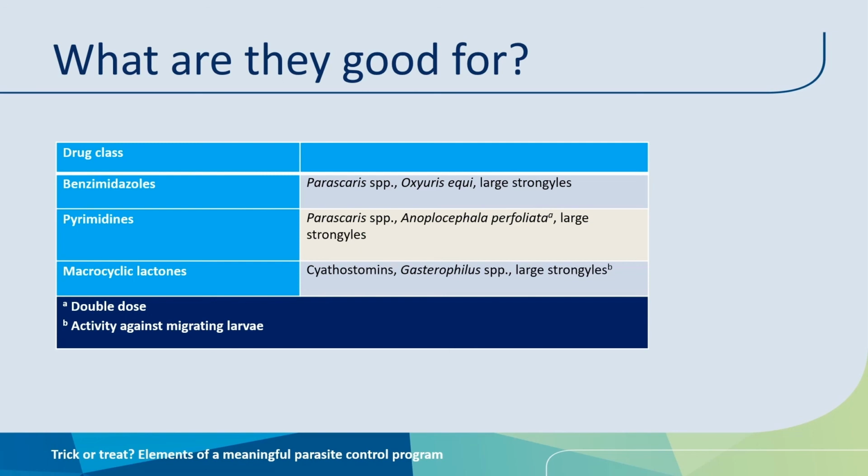And then macrocyclic lactones, ivermectin, moxidectin, abamectin. We have efficacy against cyathostomins, albeit less than what we have seen historically, but we still have efficacy. We have efficacy against bots, bot larvae, Gastrophilus species, and then again, the large strongyles. One thing to notice about the efficacy against large strongyles that we have for all three drug classes is that one has to keep in mind that only the macrocyclic lactones will have efficacy in single dose against migrating larvae.